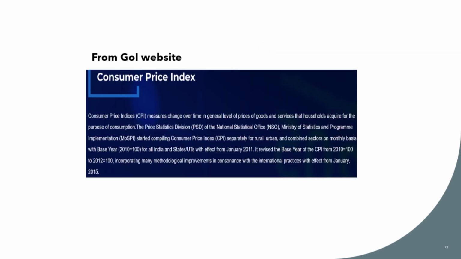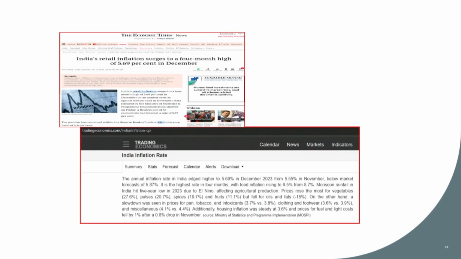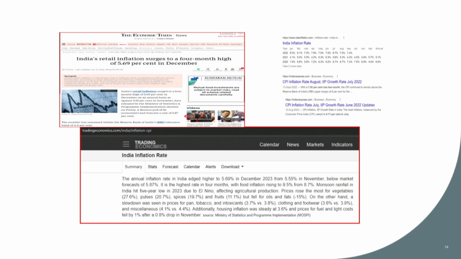If you visit the Government of India website, the consumer price index is measured in this way. It measures change over time in the general level of prices of goods and services that households acquire for the purpose of consumption. I'm showing you some newspaper clippings and some screenshots from websites just to show the inflation rate. Suppose the inflation rate is 10%.